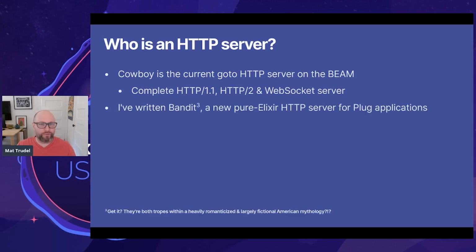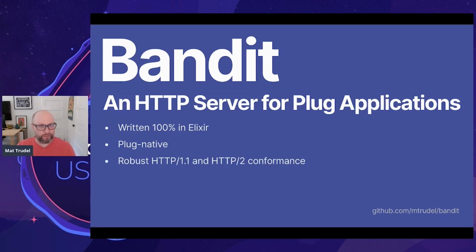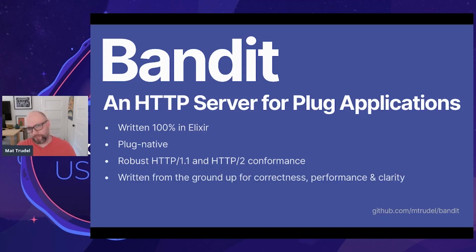I've written Bandit, which is a new pure-Elixir HTTP server written specifically to host plug applications. I'm going to tell you a little bit about that right now. Bandit is written 100% in Elixir, and it is plug native. Its entire job is to serve plugs. That's all it does. As a consequence, we also support really robust HTTP and HTTP2 conformance, written from the ground up to be correct, to be performant, and to be really easy to understand. Part of my goal with these projects is to demystify networking code for people, so clarity and readability are really important here. This simplicity also drives some pretty incredible performance numbers that we'll see in just a little bit.